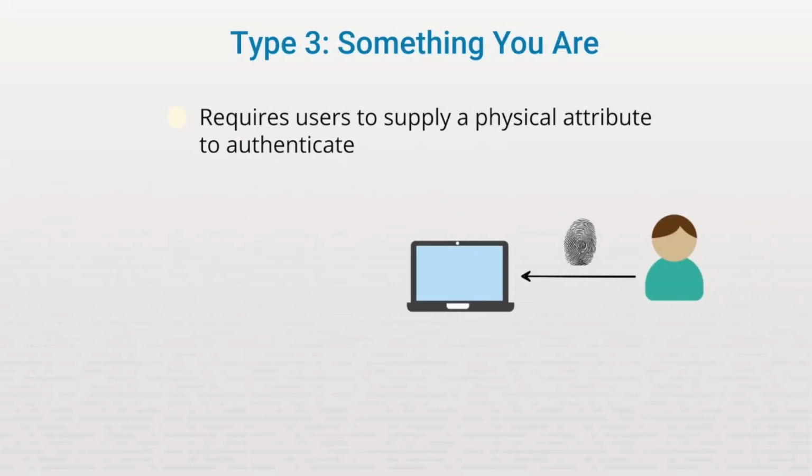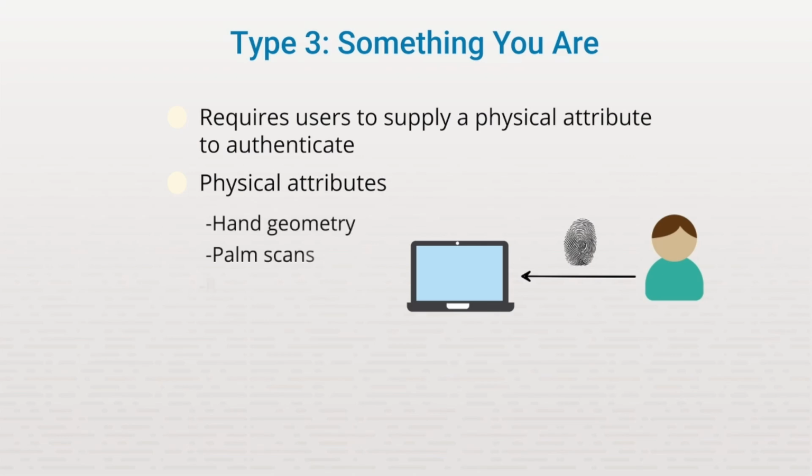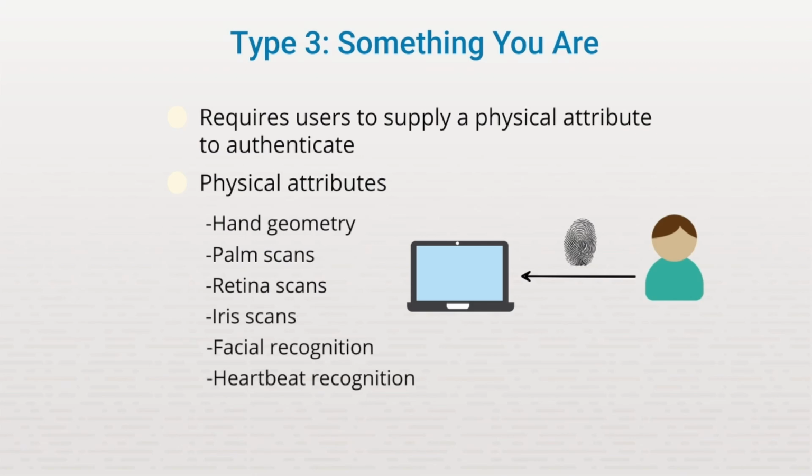This factor requires the user to provide some unique physical attribute to authenticate to the system, like a fingerprint. This is done using a biometric scanner that evaluates the user's physical attribute. If the attribute scanned matches a predefined value, then the biometric system authenticates the user. You don't have to use a fingerprint. You can use hand geometry, palm scans, retina scans, iris scans, facial recognition, and even your heartbeat signature.